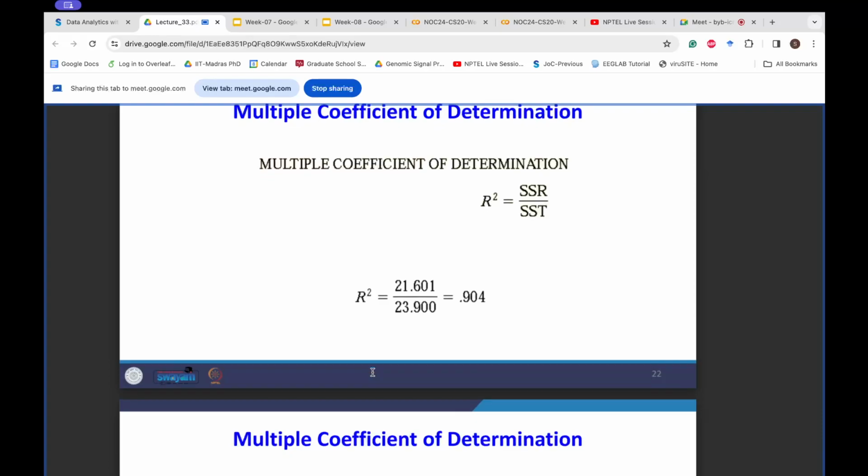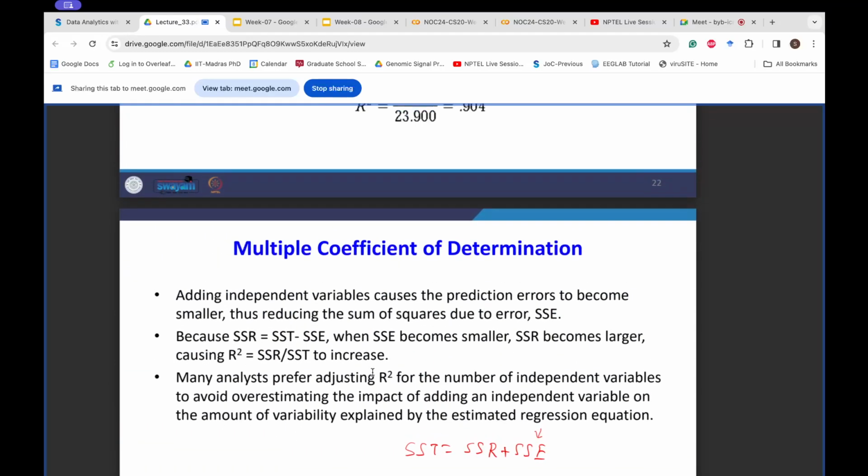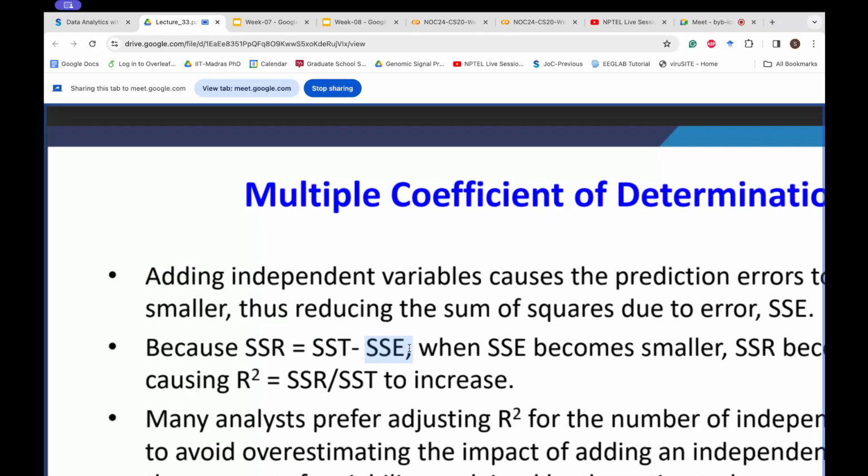But in the case of multiple regression, you have multiple independent variables, right? So as you increase the number of independent variables, the chances are that your model, the predicted line or the regression model, makes fewer prediction errors, as stated over here. So this SSE, that is the sum of squares due to error, will decrease, which will eventually increase the sum of squares due to regression, which will eventually increase this r square value.